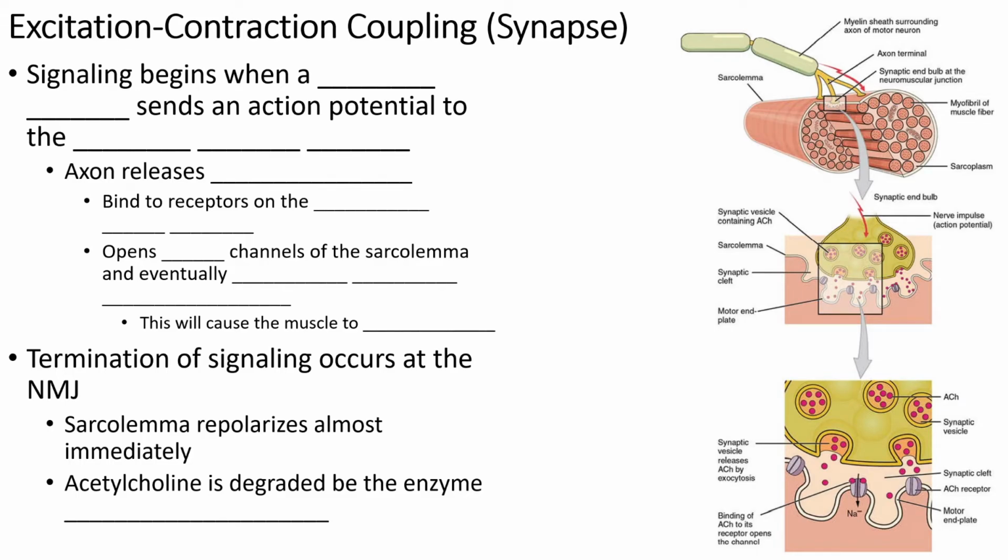We've already established that signaling begins when a motor neuron stimulates the neuromuscular junction. That's the first step. The first step happens at the synapse. And the nice thing about this is it's always excitatory, so it's no big deal. The axon releases acetylcholine.